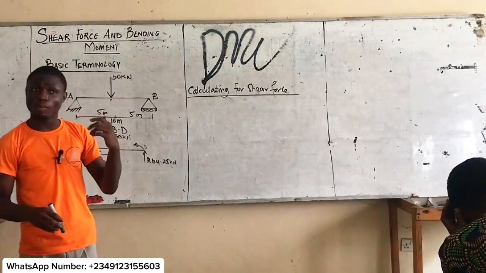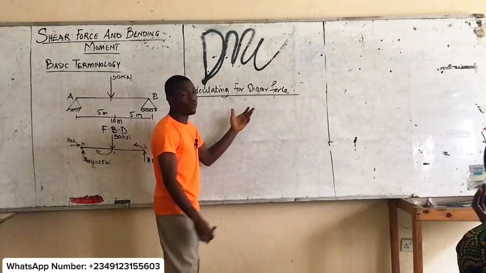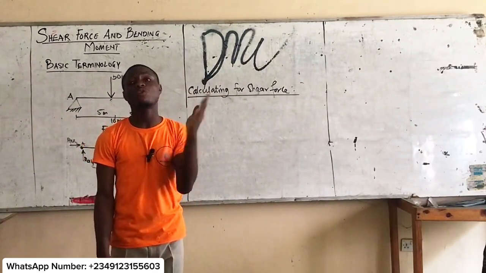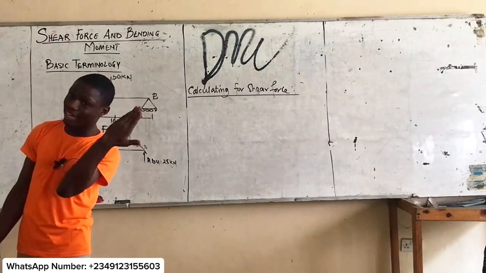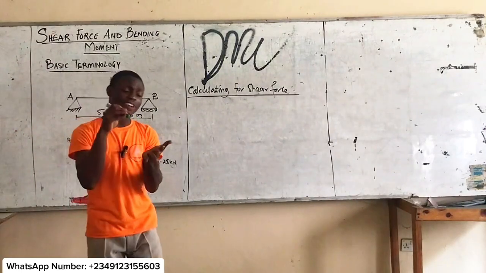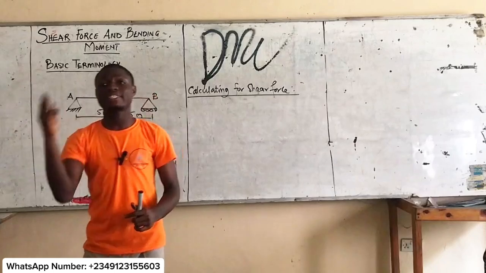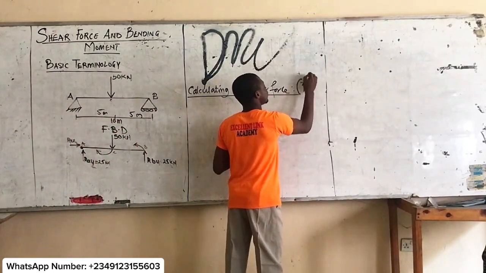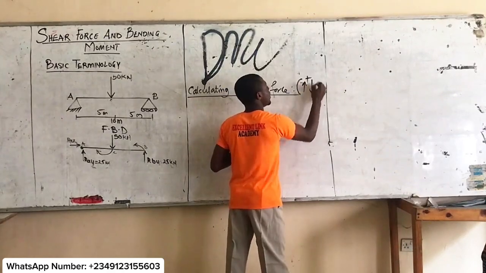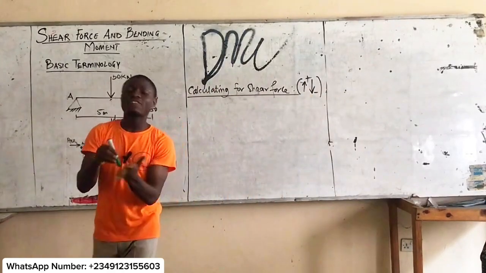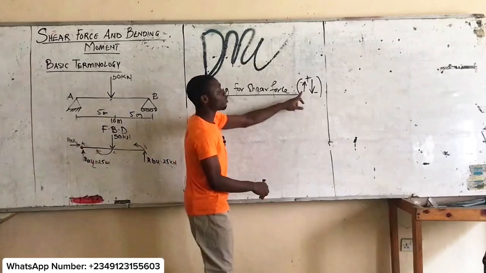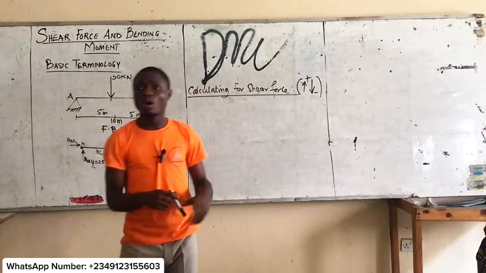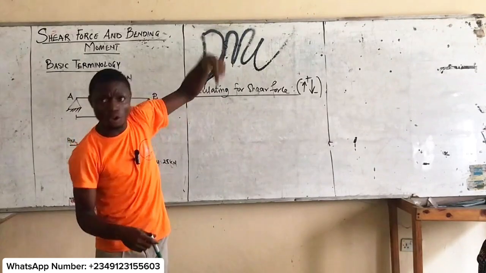Listen up. When it comes to shear force calculation, you are considering two things. Either you're reading from the left hand side or the right hand side. I will always advise you to take direction from the left hand side. Why? Because we know already that upward is positive, down is negative. If you are taking it from the left hand side, upward is positive, down is negative. But from the right, upward is negative, down is positive.